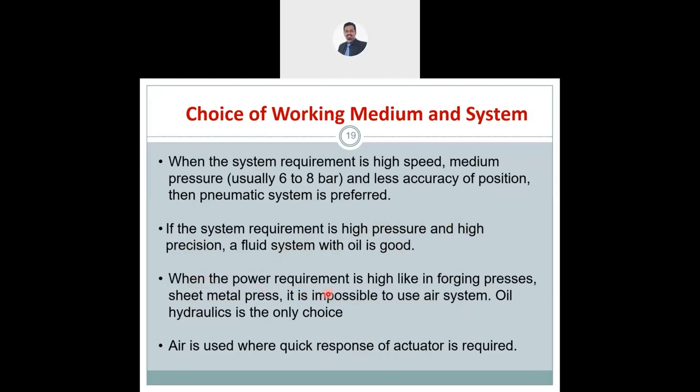When the power requirement is high, like forging presses, in industry there are forging presses that compress, like metal sheet presses. It is impossible to use an air system there. If you want to press or bend metal, you cannot use 6 to 8 bar. If it is maybe a thin aluminium sheet piece, you can push it with 6 to 8 bar. But for thick sheet metal, like the plates in a foundry, you cannot use a pneumatic system. It is impossible to use air, because it is not powerful enough. So you have to use hydraulic.